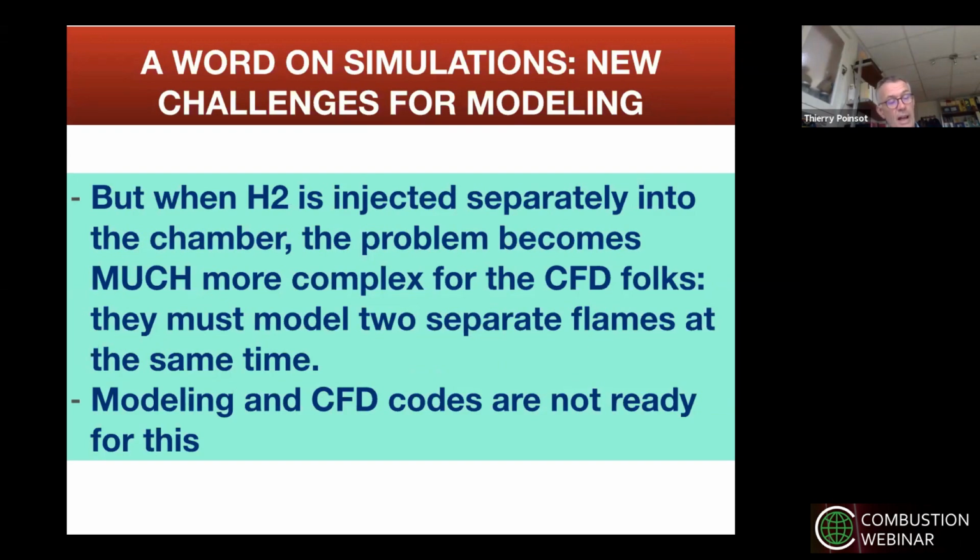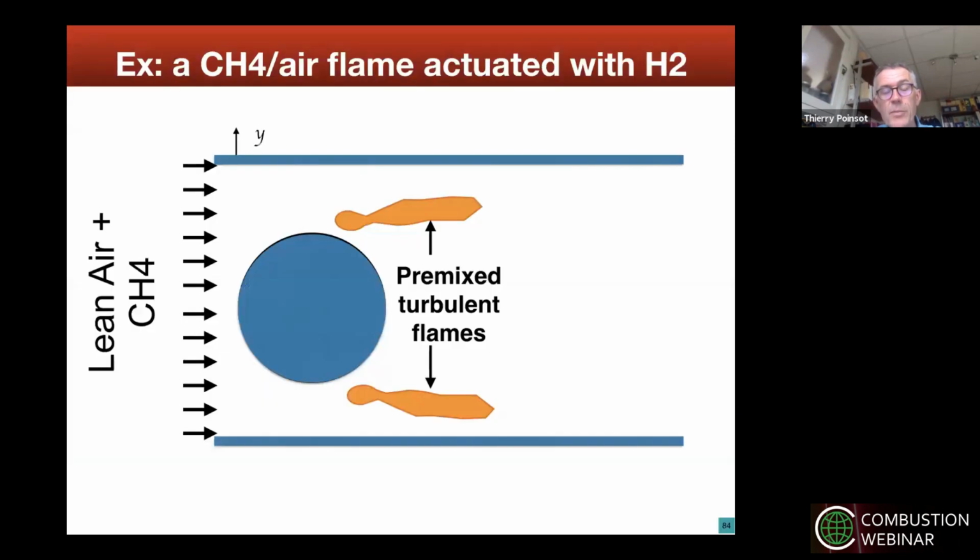As you know, H2, we said already, is extremely fast. So H2 will create diffusion flames in many cases, while CH4 is premixed, so it will lead to premixed flames. So now we need models which can address two fuels at the same time and two types of regimes at the same time, a partially premixed flame on one side and a diffusion flame on the other side. So let me give you an example.